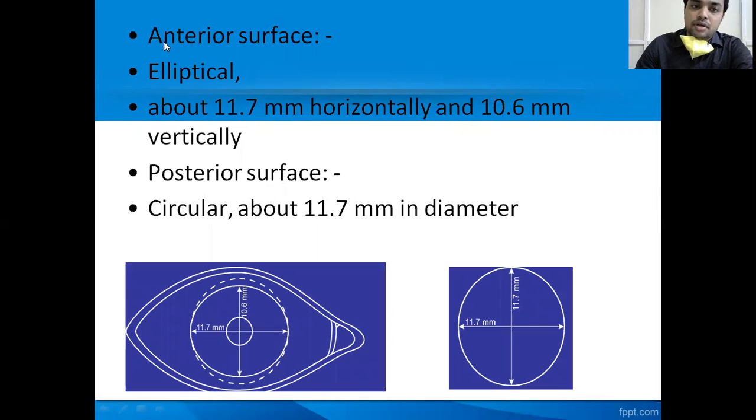So coming to the dimensions and shape of the cornea, the anterior surface is elliptical in shape and it is about 11.7 millimeters horizontal and 10.6 millimeters vertical. The posterior surface is circular in shape and it is about 11.7 millimeters in diameter, both horizontal and vertical. Whereas the anterior surface is elliptical, 11.7 millimeters horizontal and 10.6 millimeters vertical. So the anterior surface is elliptical in shape, whereas the posterior surface is circular in shape.